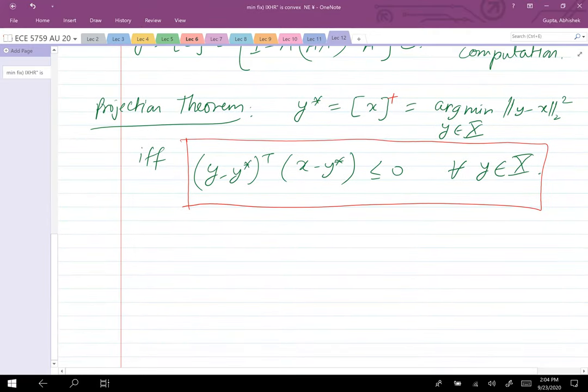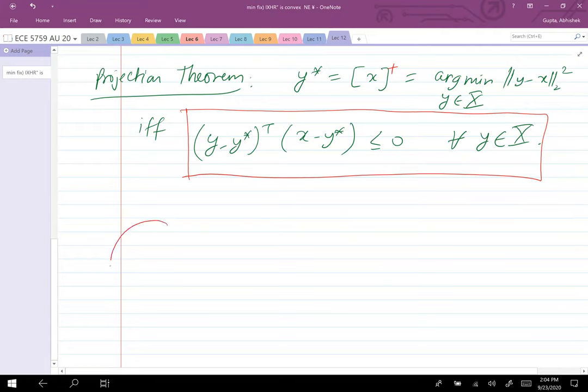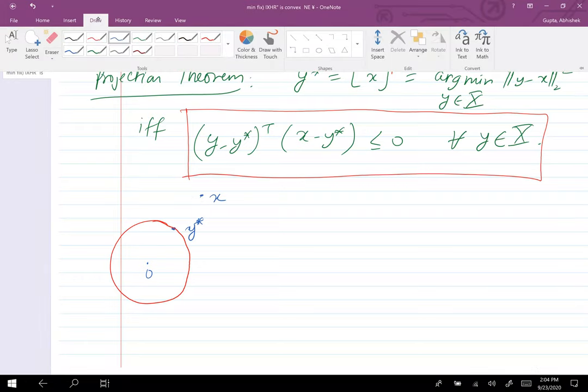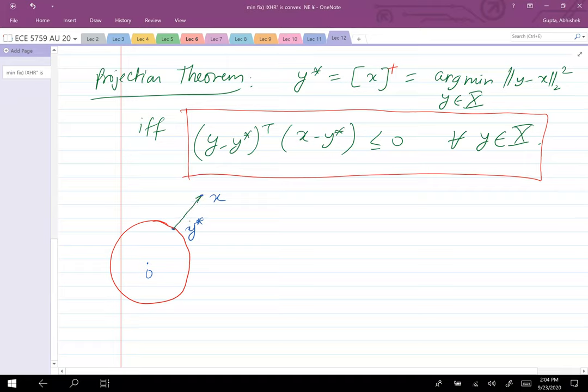Okay. All right, so let's look at the two examples. So first example is a sphere. Here was my X, this is the origin. This is my y star, this point. And what is x minus y star? So x minus y star is this. So this is the x minus y star vector, and then y minus y star for any y in the convex set capital X. So let me pick this y. Then this is y minus y star. Do you think that the inner product is going to be less than or equal to zero for these two vectors? And if so, why?